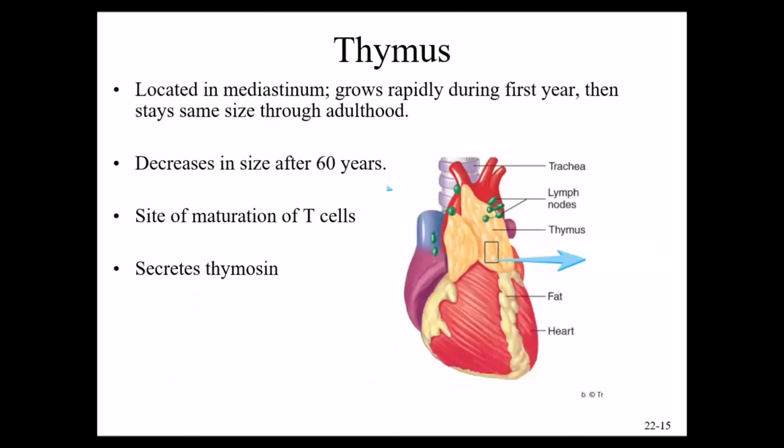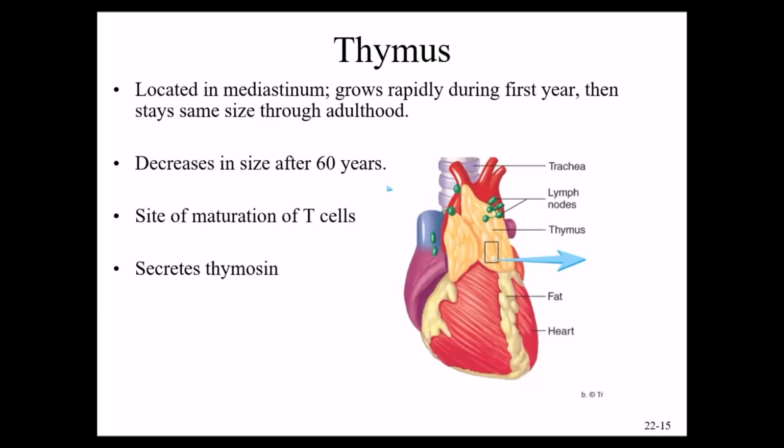Then lastly, we'll look at the thymus gland. You may remember some of this from chapter 16, because the thymus gland is part of the endocrine system, as it produces a hormone. It is located in the chest cavity in the middle region called the mediastinum. It's kind of strange how it grows. It grows very quickly when you're young. During your first year of development it grows very quickly, and then it pretty much stays the same. But once you're in your 50s and 60s, it starts to decrease in size. It actually starts to get smaller.